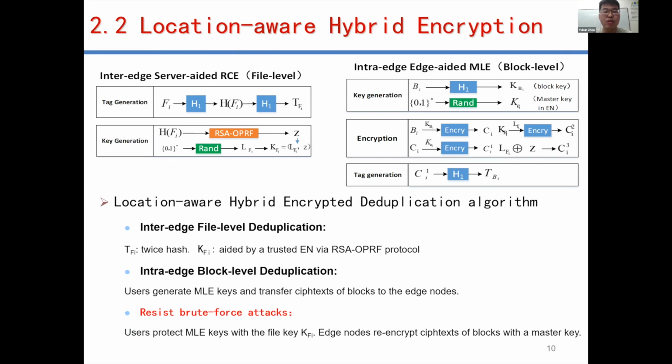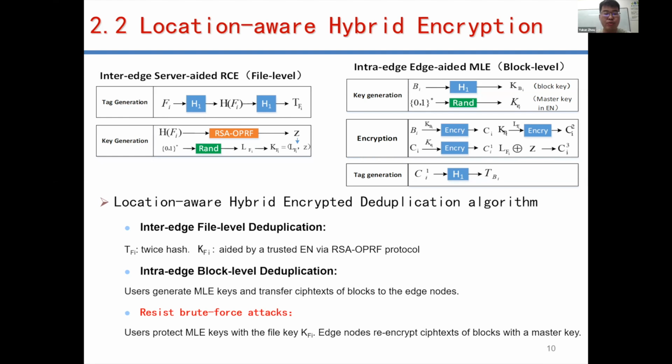Here we present a location-aware hybrid encrypted deduplication algorithm. We propose inter-edge file level deduplication and intra-edge block level deduplication with different tag generation and key generation. The file tag is generated by a twice hash function, and the file key is aided by a trusted edge node, where the RSA oblivious protocol is used.